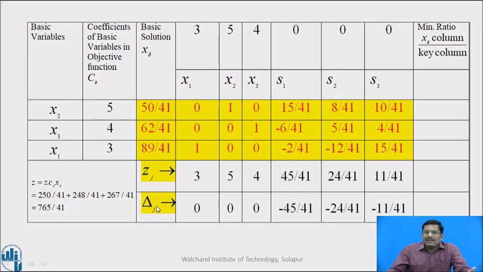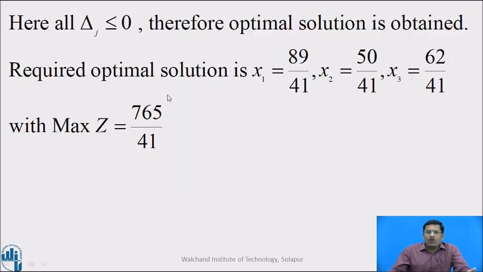In this delta j, all entries are negative or 0, meaning no positive entry exists here. The meaning is that we have reached the optimal solution. That required optimal solution is: X2 has the value 50 by 41, X3 has the value 62 by 41, and X1 has the value 89 by 41. And at these values of x1, x2, x3, the value of the objective function is calculated here. It is our optimal value of the objective function.